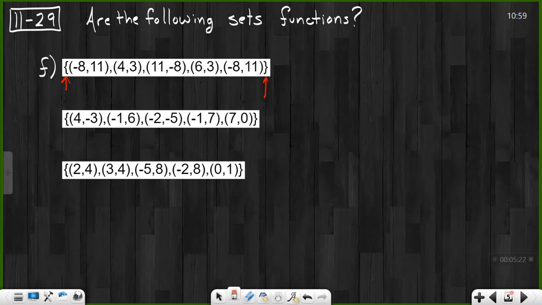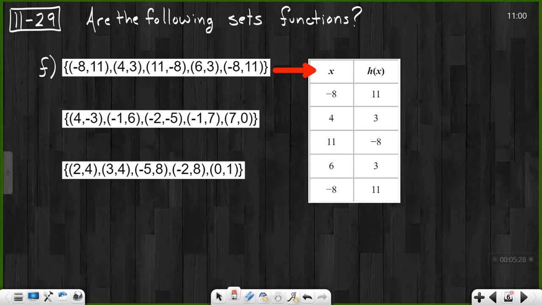Now that set of ordered pairs, I'm going to ask you, is it a function? It's hard to notice in that format. But what if I wrote it in a table format like we just looked at? Notice this represents the same thing. Here I've got the point -8, 11. That's right there. Here's 4, 3. Here's 11, -8.